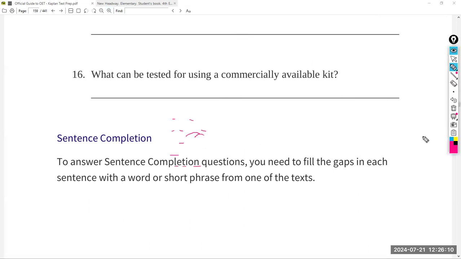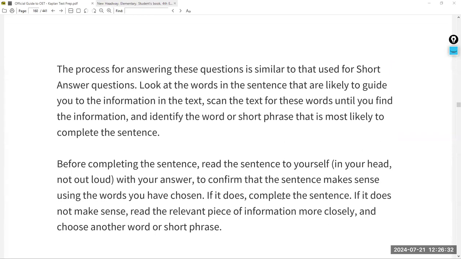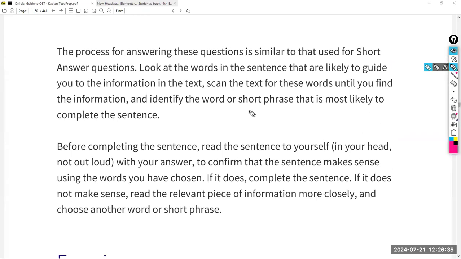So, to answer these sentence completion questions, you need to fill the gaps. We have to fill the gaps just to complete the sentence that is written in the exam paper, in each sentence with a word or maybe again a short phrase, but not a complete sentence, absolutely, from one of the four texts that are going to be shown next to me. Now, the process of answering these questions is similar to that used in short answer questions. So you notice that here again, I have to scan, I have to look for specific information, and absolutely I have to search for the keywords just to match my answer.